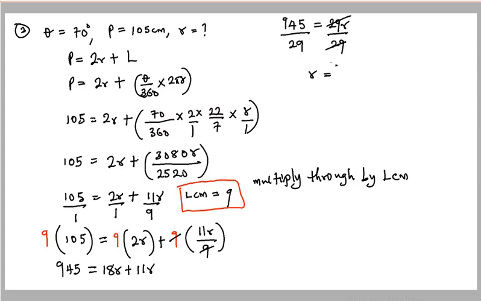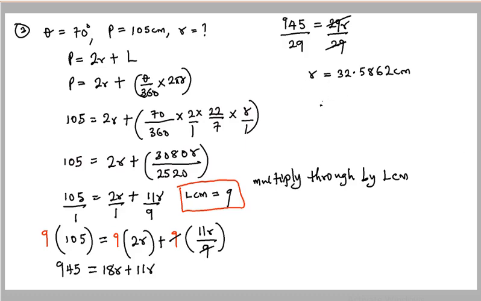945 divided by 29 is giving us 32.586 and so on in centimeters. I'm not going to do any approximation here, but let's just approximate since it's a very long decimal. I'm working with centimeters, so I'd prefer to approximate to one decimal place or two decimal places.